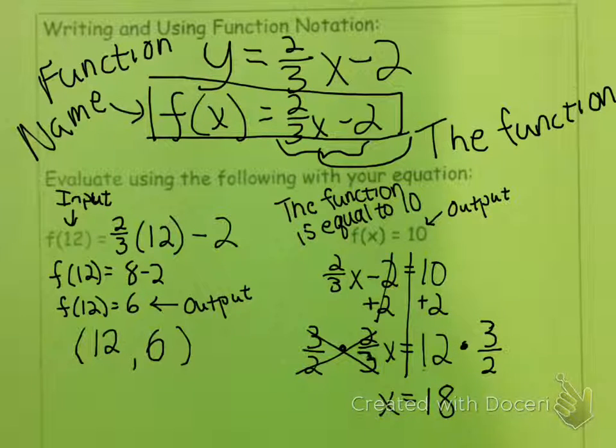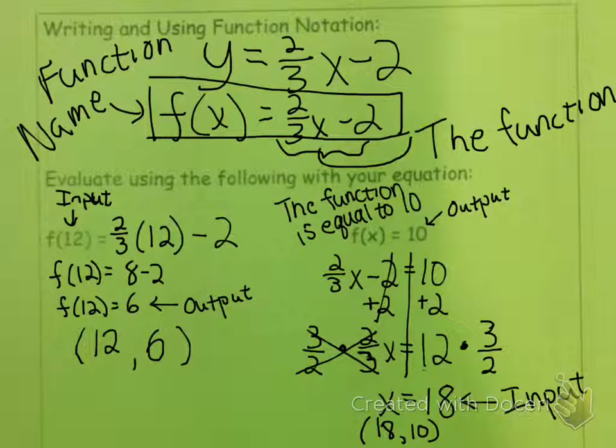Okay, let's go ahead and write this as an ordered pair too. My output was 10. Go ahead and label this. My input was 18. Now, which one comes first in the ordered pair? I have 18, comma, 10.